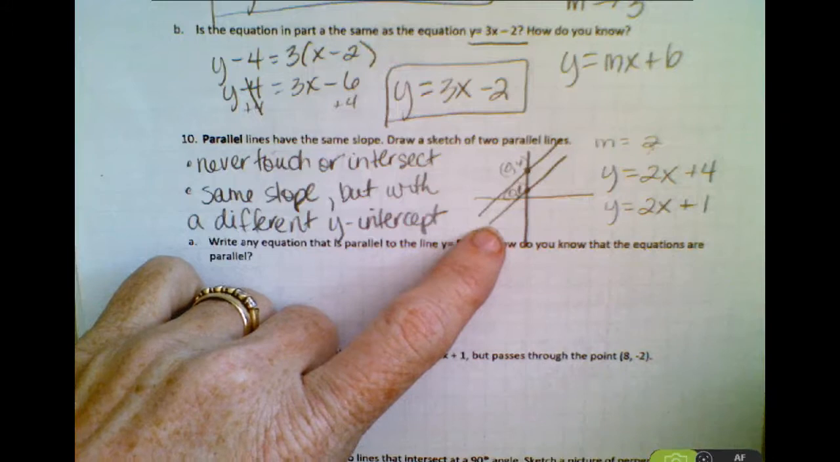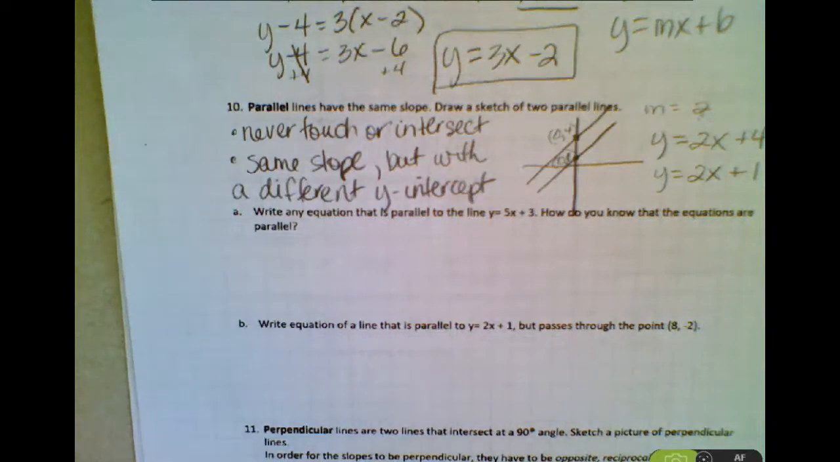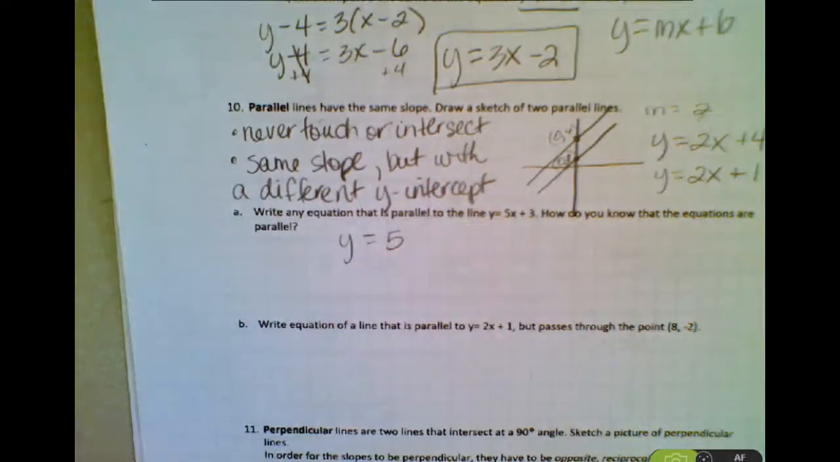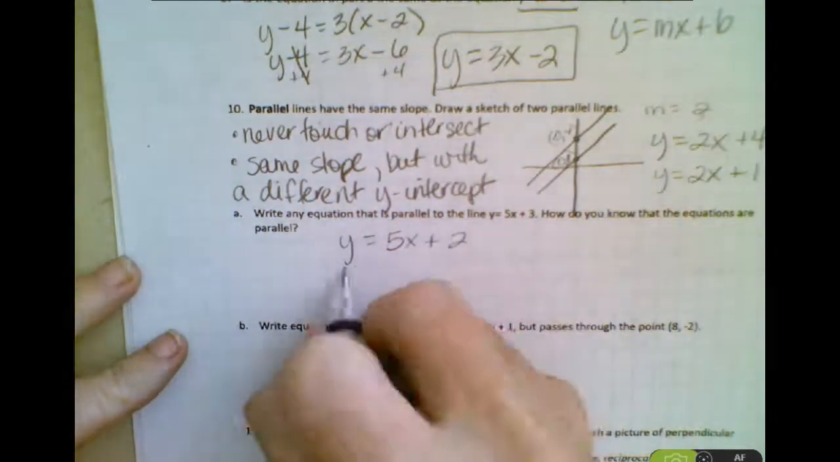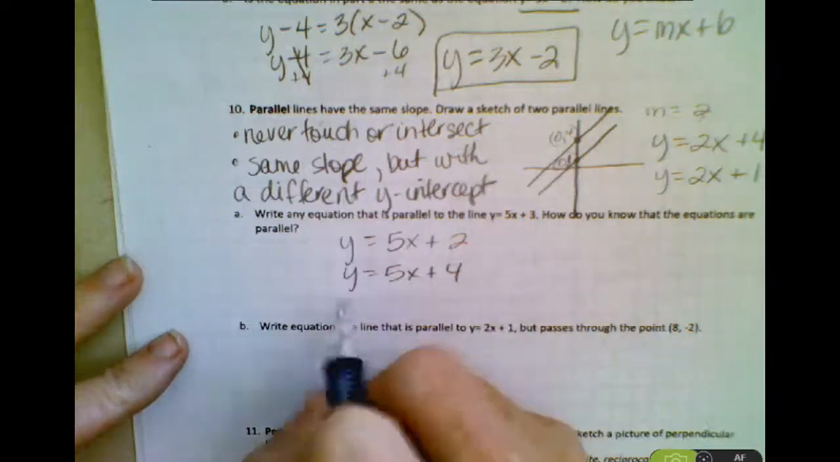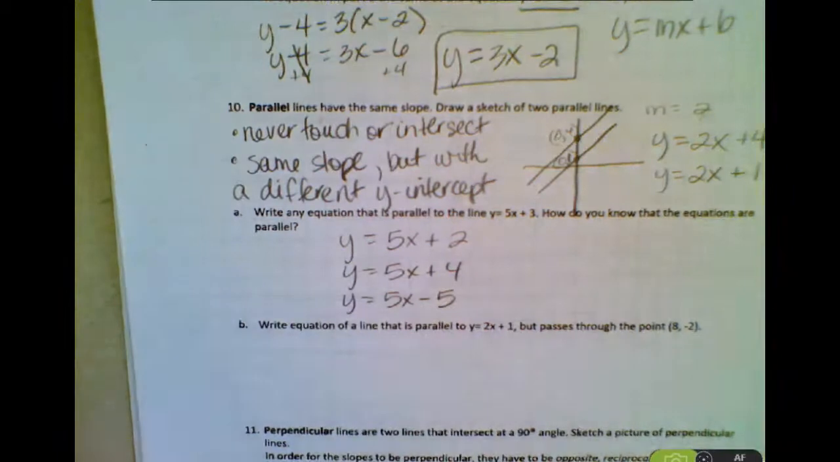That's it. Write an equation that is parallel to the line y equals 5x plus 3. What has to be the same in the equation that you write me? The slope. What number there represents the slope? 5. Beautiful. So give me a different intercept other than 3. y equals 5x plus 2. y equals 5x plus 4. What's another one? Let's go negative. y equals 5x minus 5. All it's doing is sliding up and down, right? Just sliding up and down.